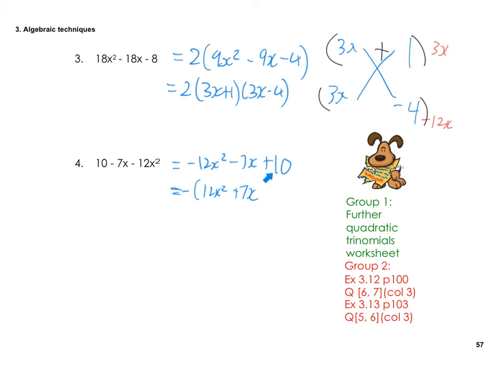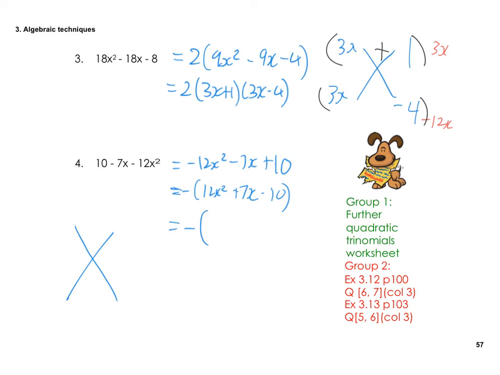We want to plus the 10. I already have a minus, so I'm going to minus 10. And again, to double check that, minus 12x squared, minus 7x, because minus plus is minus, and minus minus is plus, so plus 10. So this is definitely the same as this. So equals, okay, minus, but on the side, not across.